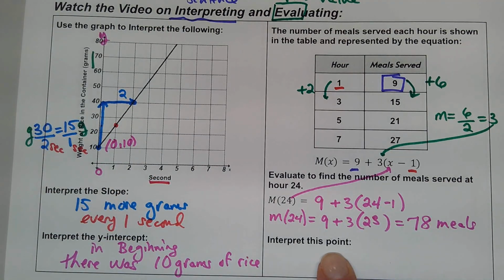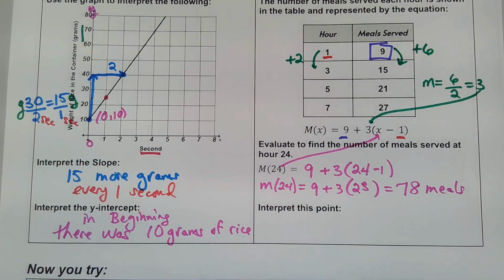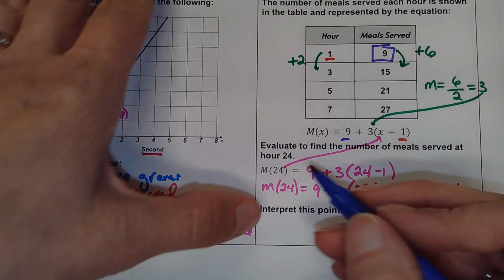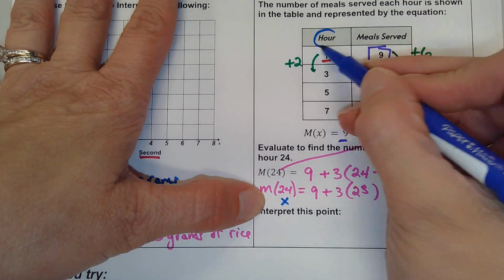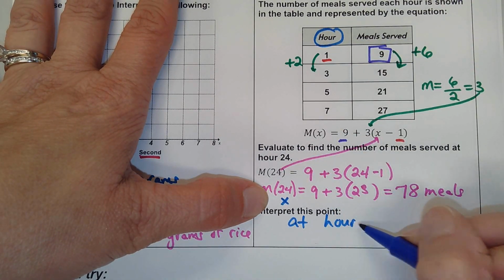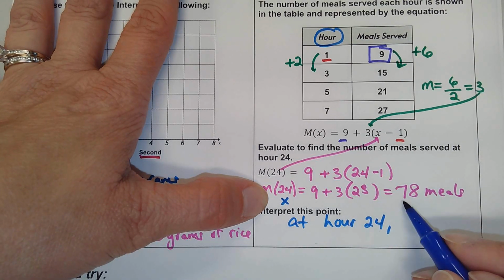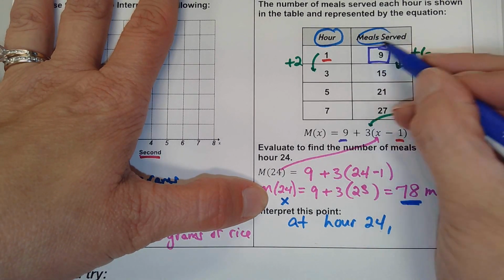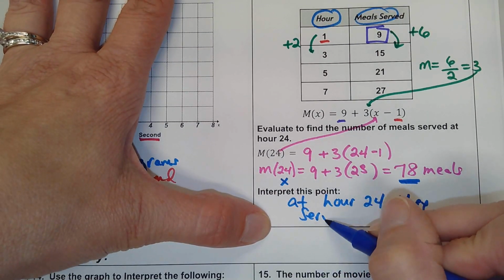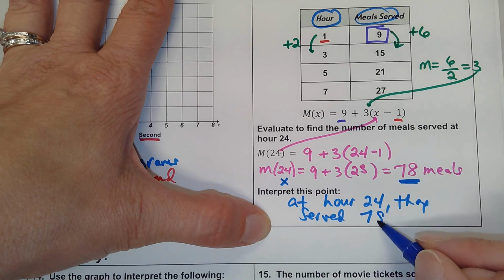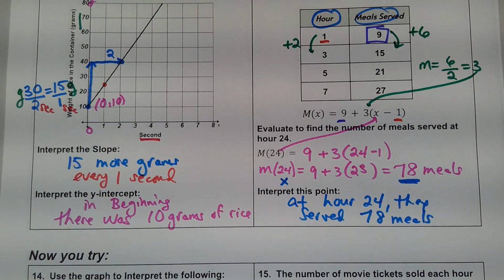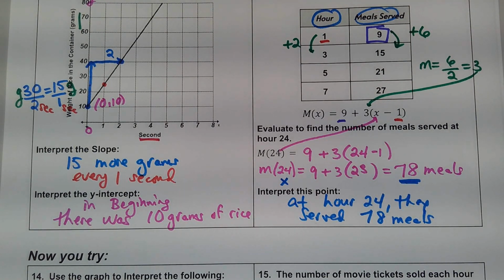Let's interpret this point. Let's talk about the 24 and let's talk about the 78. Okay, 24 was the x, that was the hours. So I'm going to say at hour 24, they served 78 meals. Okay, please practice interpreting and evaluating now.